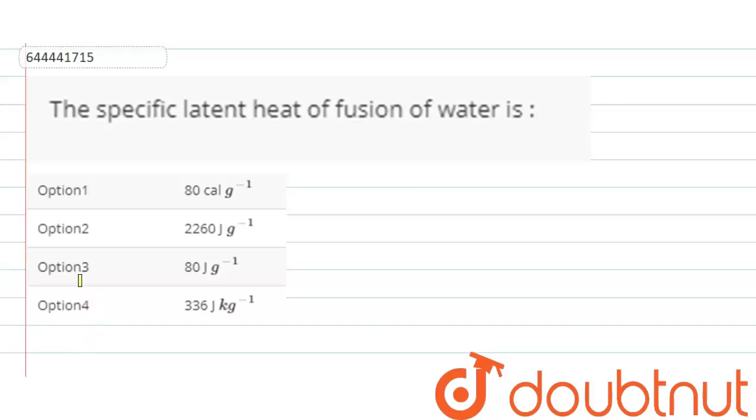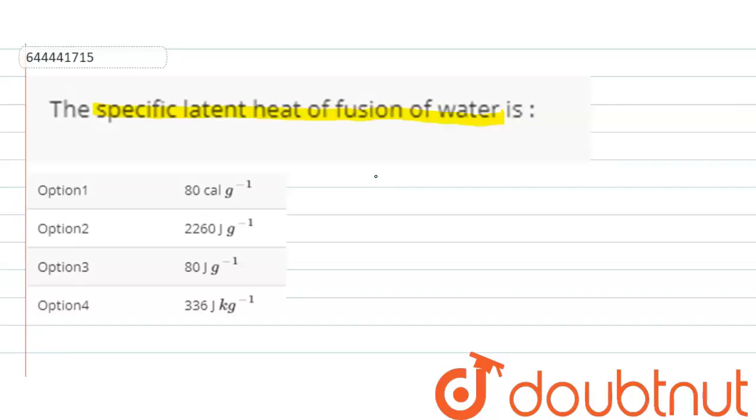Hello friends. Our question is, the specific latent heat of fusion of water is. So friends, we should know where the latent heat of fusion comes under consideration. Friends, when the ice at 0 degrees Celsius melts into water at 0 degrees Celsius, we see here that there is no change in temperature.